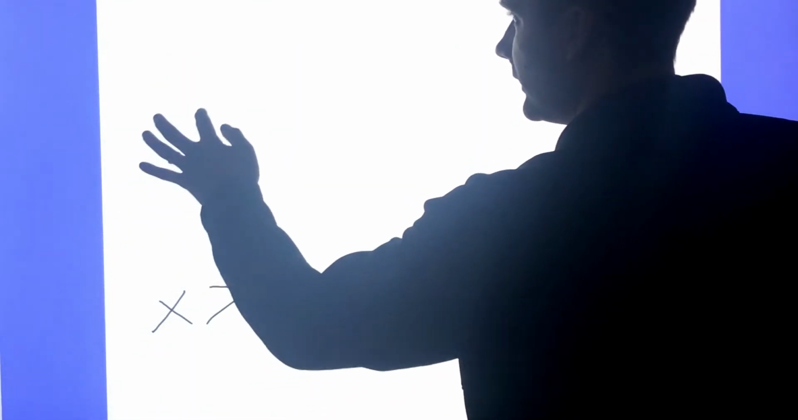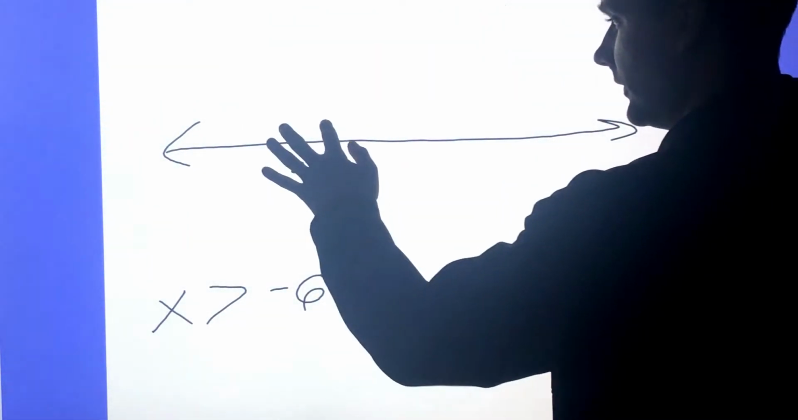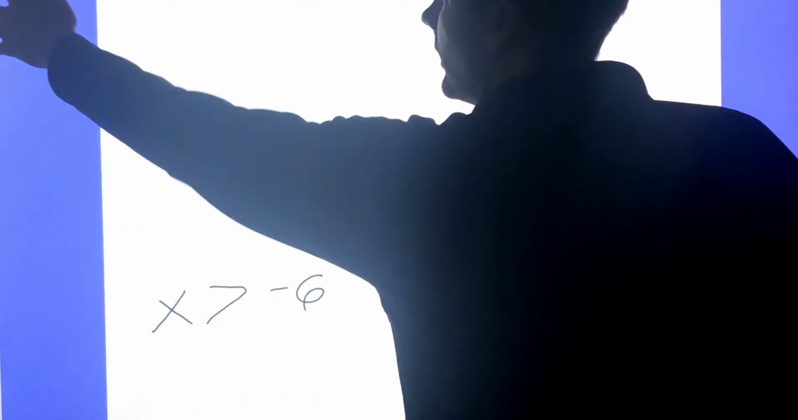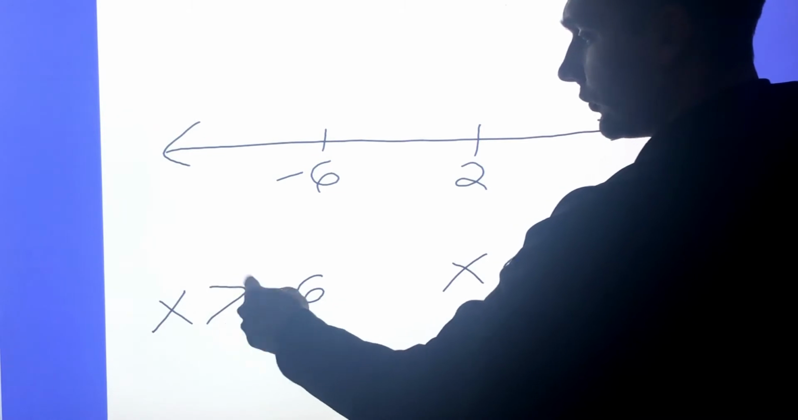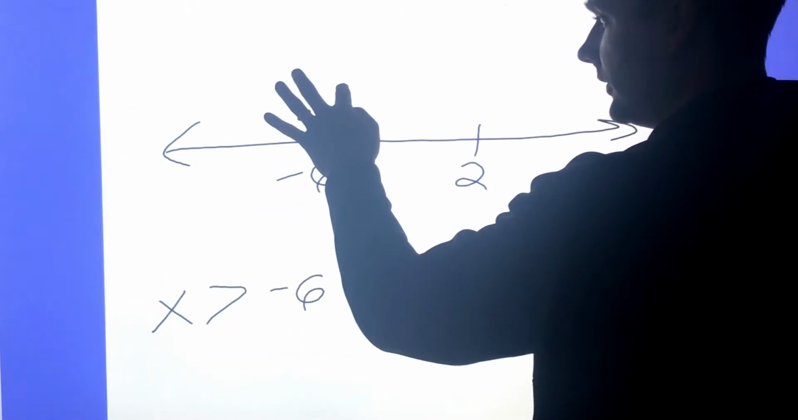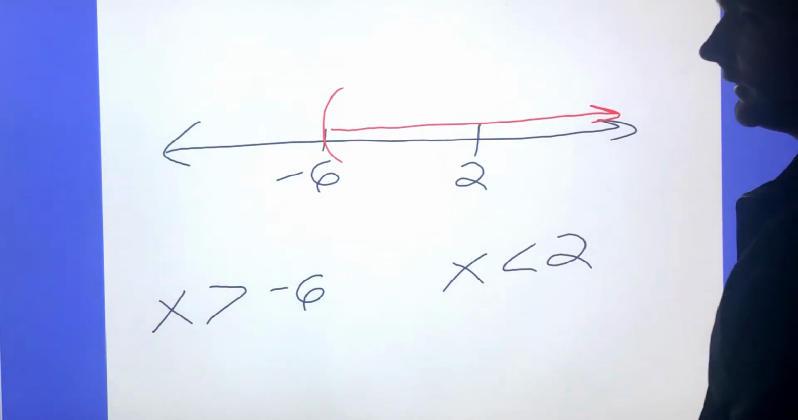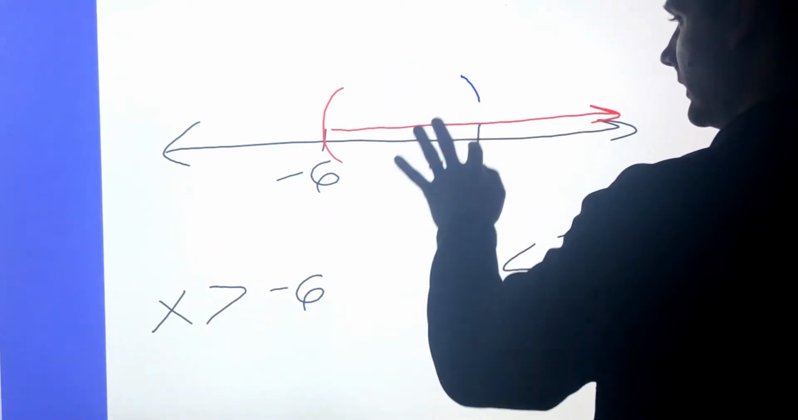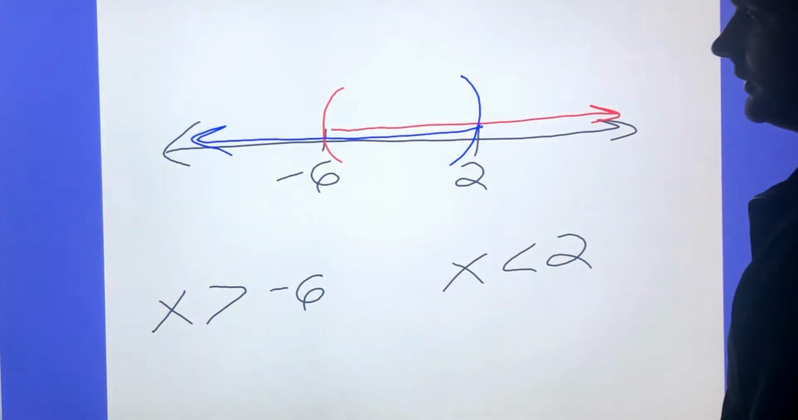Now, what would this look like on a graph? Let's see. So I have my two numbers, a negative 6 and a 2. With negative 6, I'm greater than negative 6. Greater than sign, I don't see the equal, so I'm going to use parentheses. And I'm all values greater than negative 6. Now over here, x is less than 2. Not an equal sign, so I'm going to use parentheses again. x is less than 2.